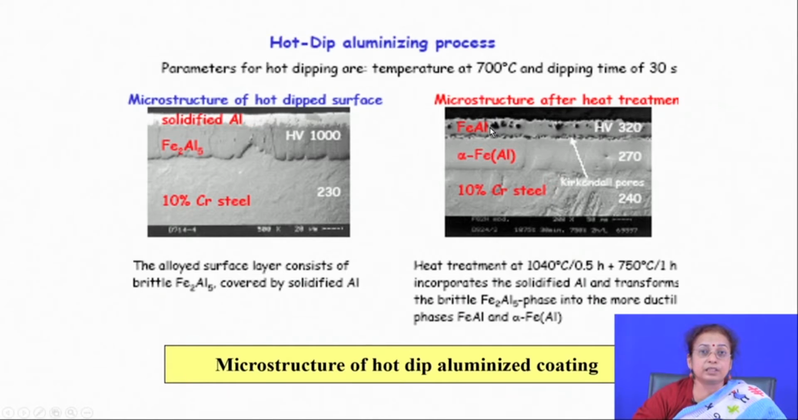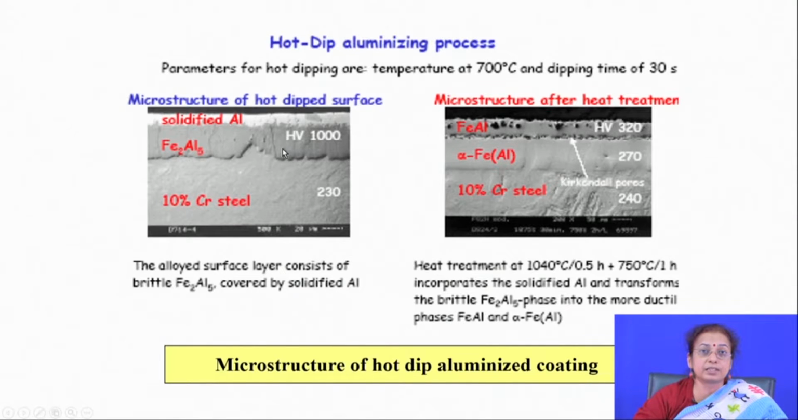consisting of FeAl, then the intermediate layer, which consists of alpha Fe with aluminum in solution, and the bottom layer, which maybe has a little bit of aluminum in iron in the form of solution. So, these are different layers, and if you see the hardness distribution, the hardness is highly reduced.